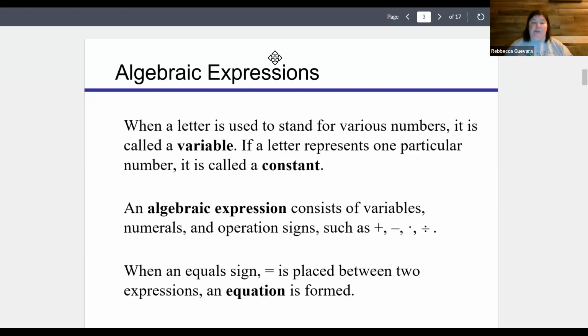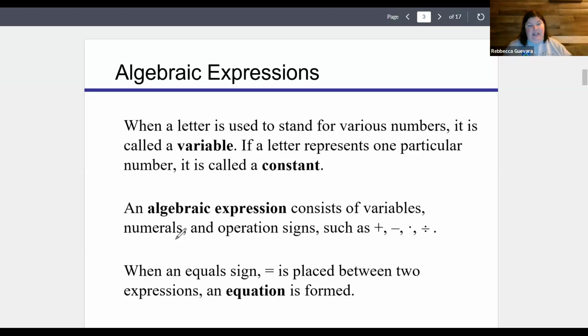An algebraic expression consists of variables, numerals, and operation signs, such as plus, minus, multiplication, and division. The operation signs are the big part of what makes an algebraic expression. It has to have operators to be an expression, well, part of it. It could also be just a variable, or just a number. When there is an equal sign in between two expressions, that's when it's an equation.